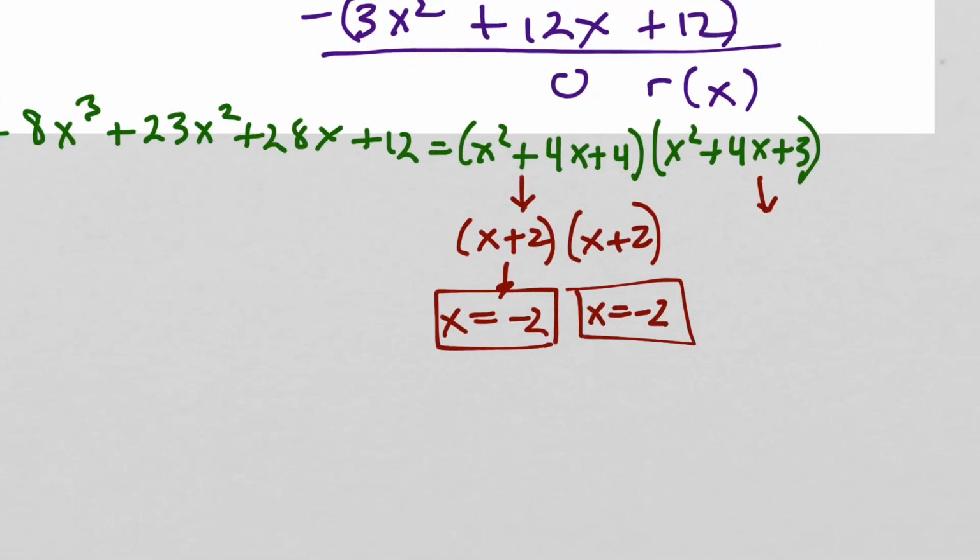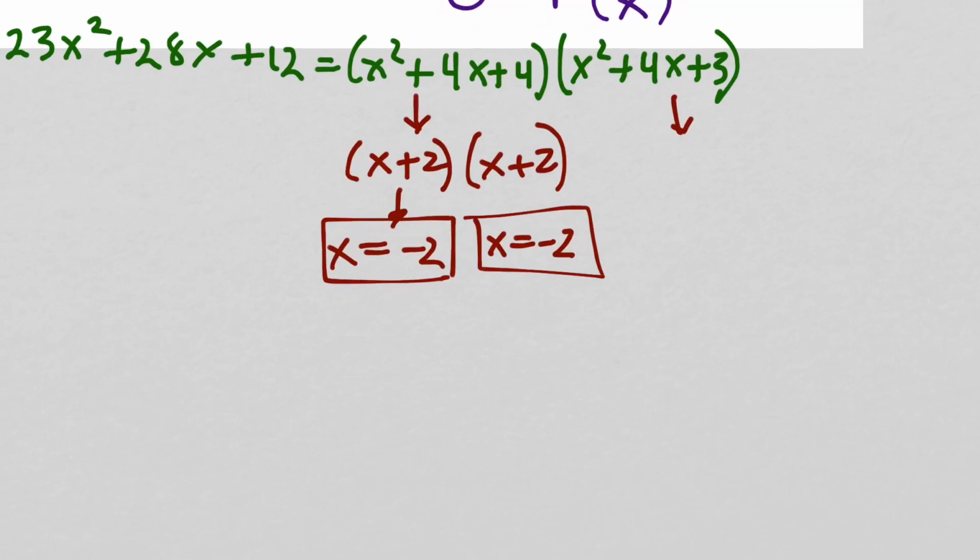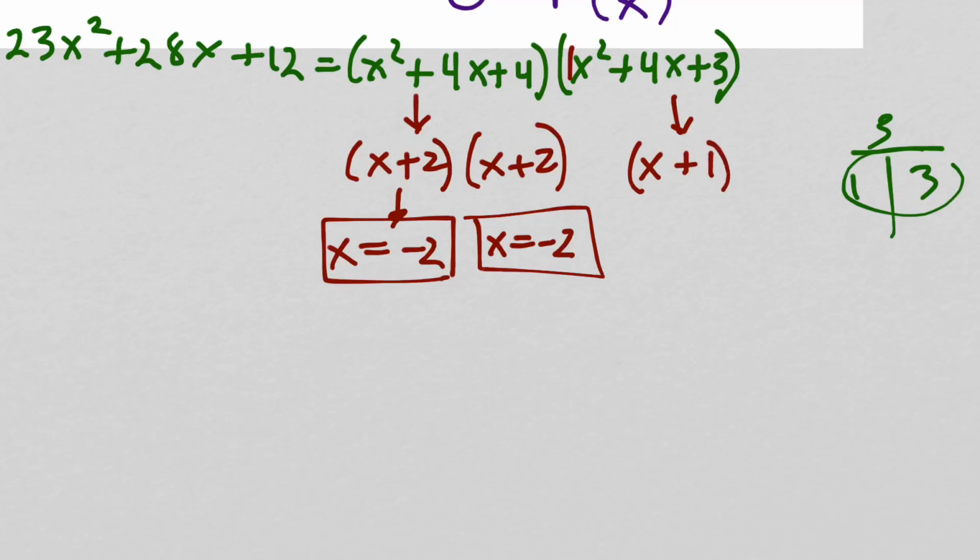So I first want to check and see if I can factor it. So I've got a 1 and a 3. So 1 times 3 is 3. So there's one way to multiply to get 3. And those two numbers will add up to give me my middle number of 4. Since I have a leading coefficient of 1, I don't have to factor by parts. So my two factors are x plus 1 and x plus 3.